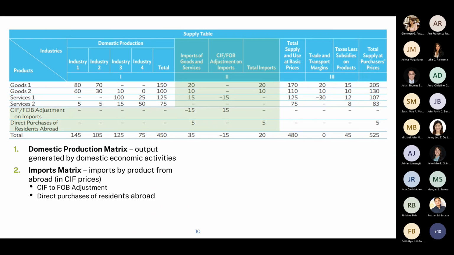Apart from that, we also have two imports-related adjustments in the rows, and these would be the same CIF to FOB adjustment on imports row, similar to the column that we have. And then we have a row for direct purchases of residents abroad. The purpose of the CIF to FOB adjustment here in the row is just to capture total imports without double counting, and I'll delve into that further later. Once we add our domestic production and total imports, we get total supply at basic prices. So it's simply a vector.